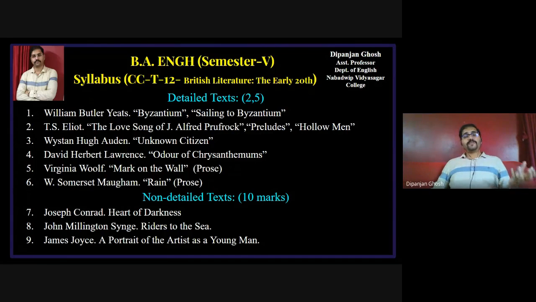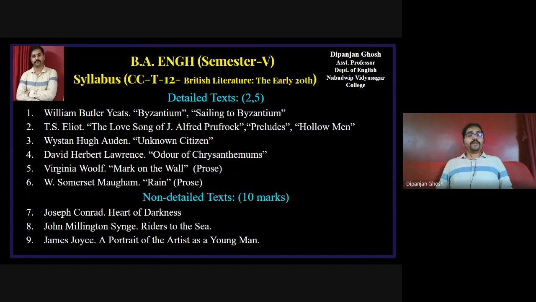Why is Mark on the Wall very significant and important? Because it indicates the stream of consciousness technique that Virginia Woolf uses. For Mark on the Wall, you can find the text in the book on modern prose by Michael Thorpe. Yes, from Michael Thorpe's book on modern prose, you will find Mark on the Wall.